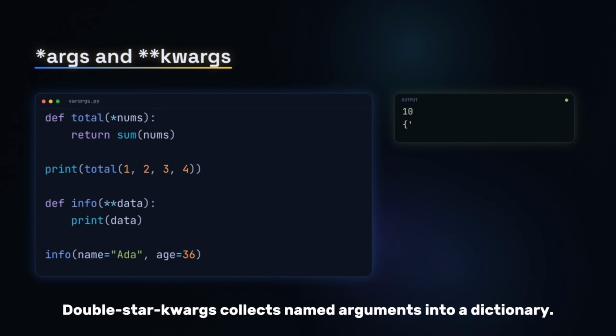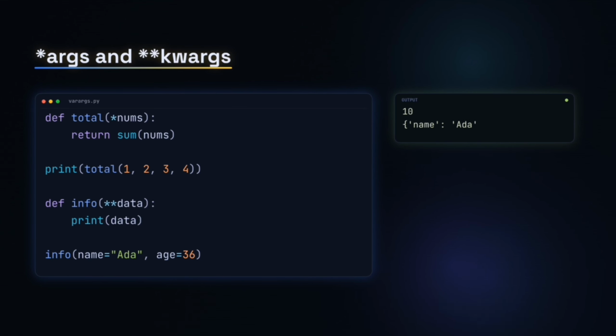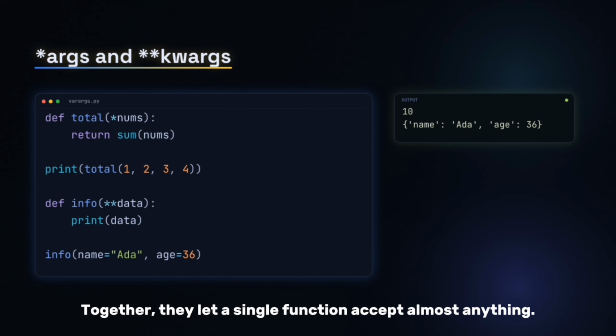Double stars collects named arguments into a dictionary. Together, they let a single function accept almost anything.